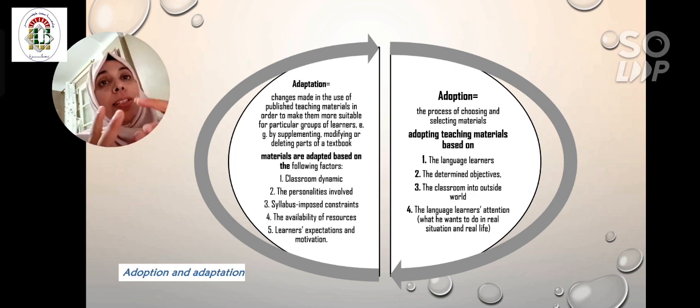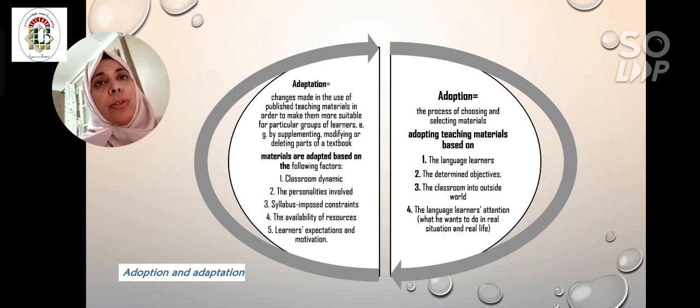Also, after selecting, there is what is called the adaptation. The adaptation here, let's say, is a second step after adopting. So after the adoption, I'm going to adapt, I'm going to adjust these tools according to the students, according to the classroom environment, according to many other factors that will influence the implementation or the course delivery in regard to the materials used.